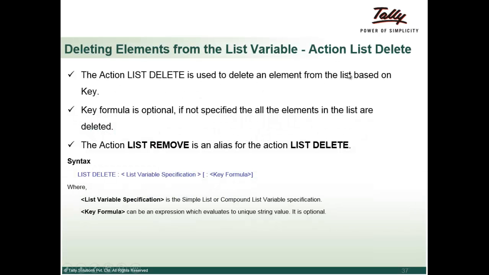The first action is called list delete. This action is used to delete an element from the list based on a key. If you want to delete elements based on a key, then we will use the action list delete. So what is the syntax? We have to say list delete, we have to give the variable, and we have to give the key which is associated with the element that we want to delete. If you don't specify the key, then the entire list variable will get deleted.